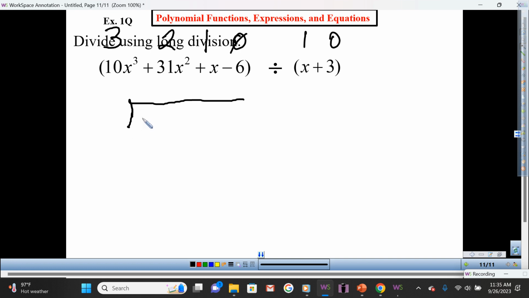All right. You should have written inside 10x cubed plus 31x squared plus x minus 6. And outside, I'm going to do that in blue again, x plus 3, so that you remember that the divisor always goes outside. Hands if you did that up to right there. Okay, here goes the first question with red. What number times x gives us 10x cubed? Tell your neighbor.